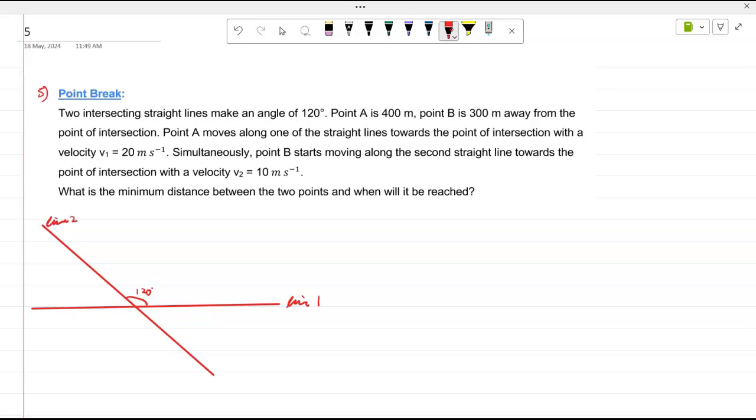Point A is 400 meters away from the point of intersection. Let's say point A is on line 1. Initially it's 400 meters away. Point B is 300 meters away on the second line actually. It's not well worded, but it's on the second line.